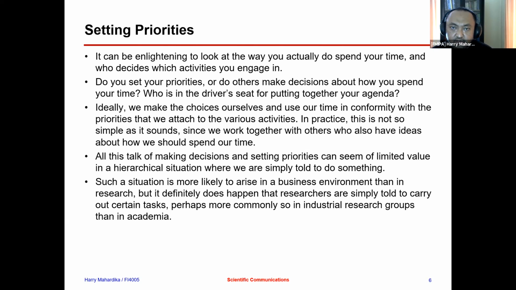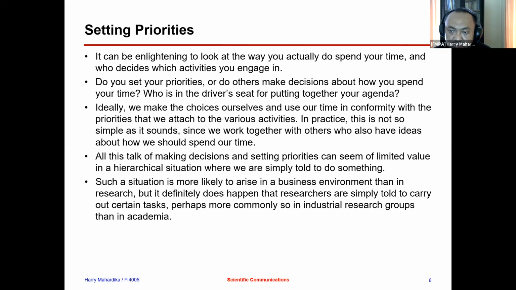It can be enlightening to look at how you actually spend your time and who decides which activities you engage in. Do you set up your priorities, or do others make decisions about how you spend your time? Who is in the driver's seat of putting together your agenda? Who is the controller of your daily activity, basically? So prioritize whether your thing is the thing that's urgent.